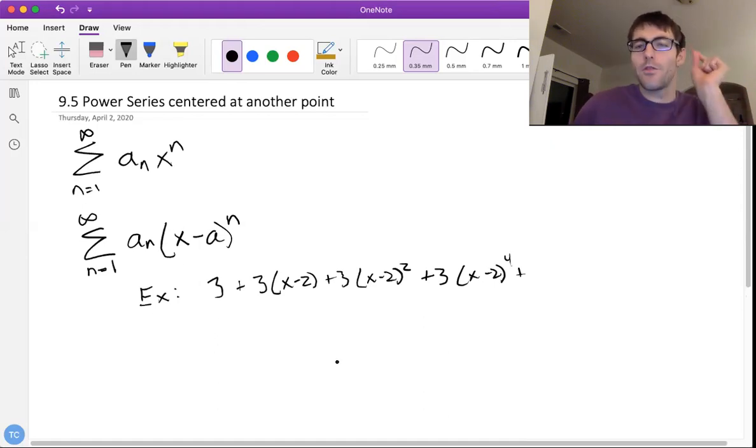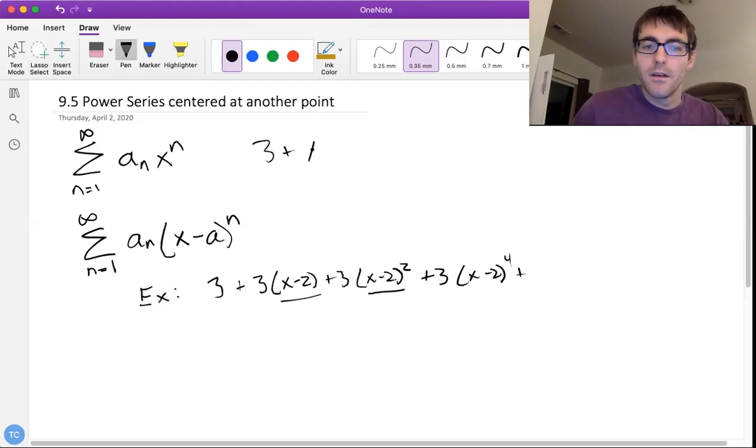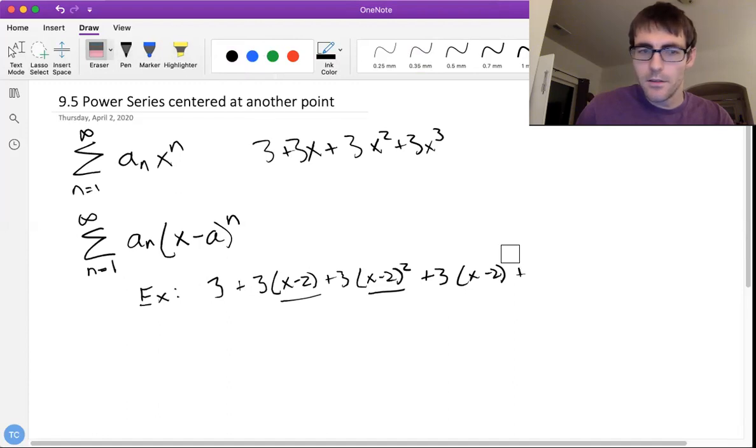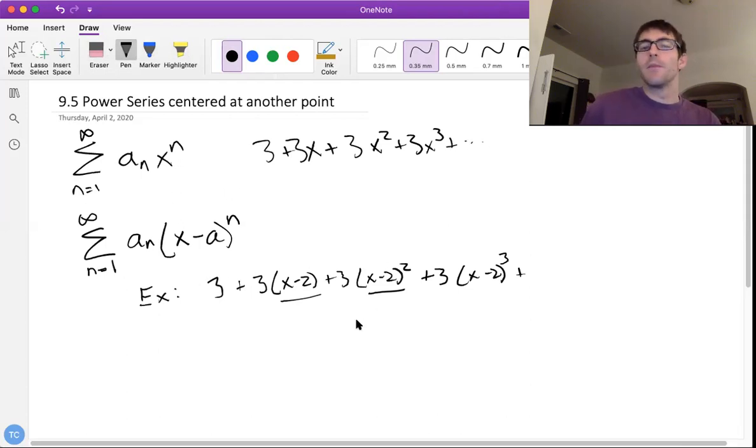All right, so the interesting part here, or the difference, is this fact that we've got this x minus 2 rather than just an x. Oh, that was supposed to be a cubed down here, not a fourth. Cool. So the question is, it's an x over here and it's an x minus 2 over here. And the question is what does this change?